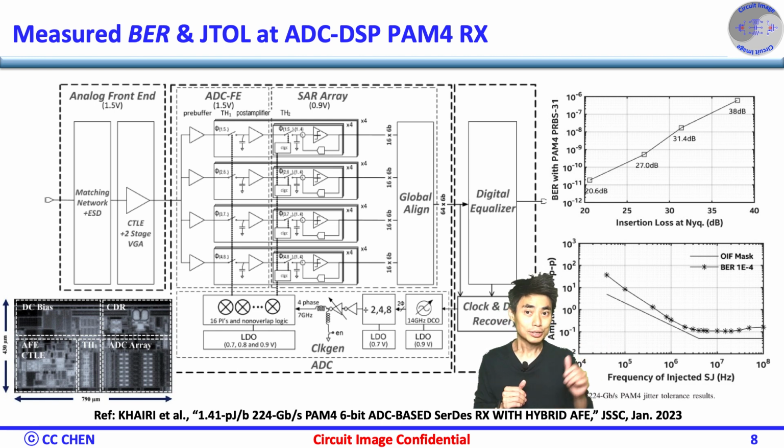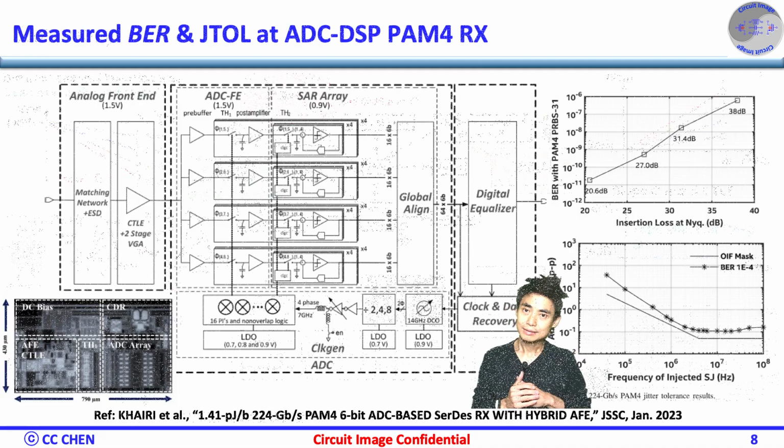Unfortunately, the JTOL was measured at a 224 gigabit per second rate with only 32 dB loss. As you can see, the JTOL has a jitter peaking because of the long RX digital FFE latency. In addition, this peaking causes the JTOL to not have a good margin on the JTOL mask.